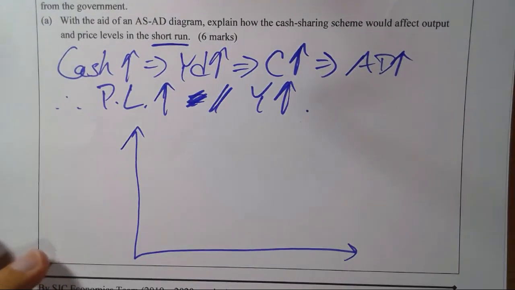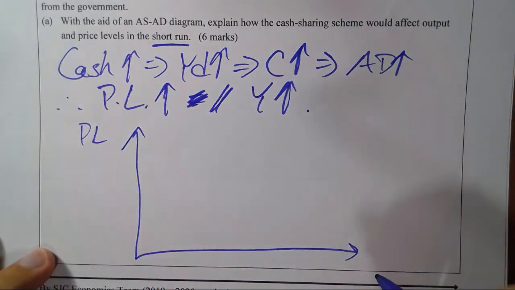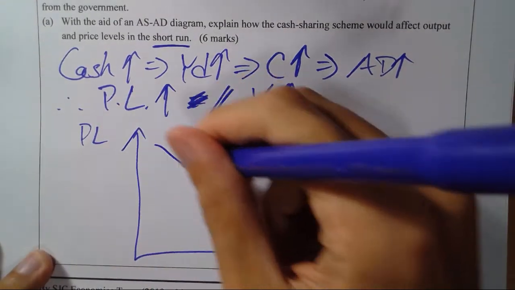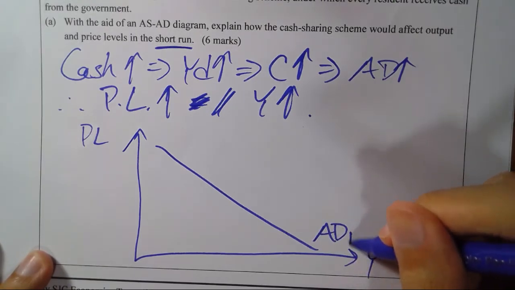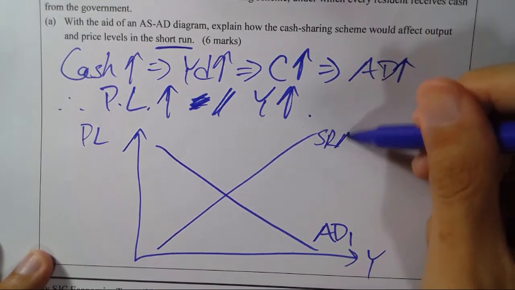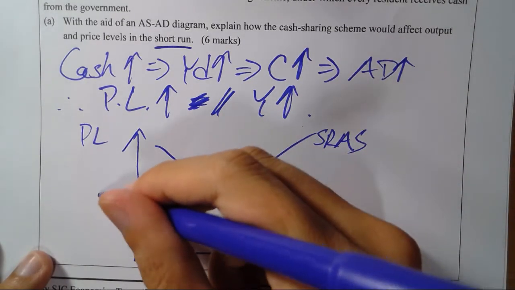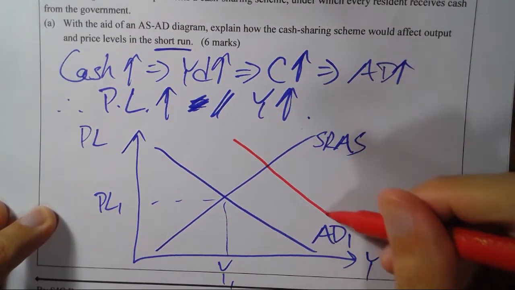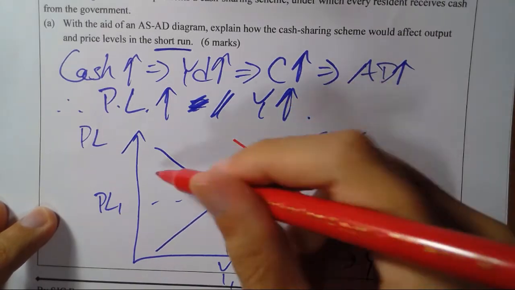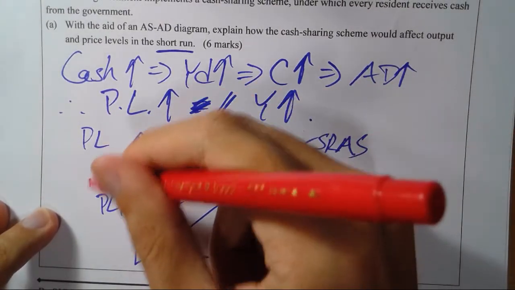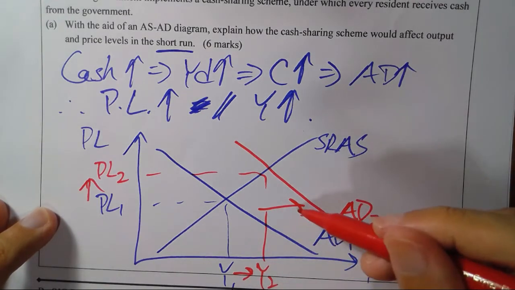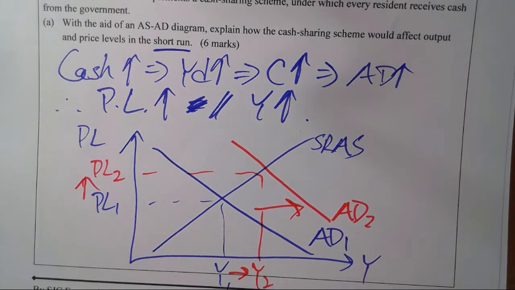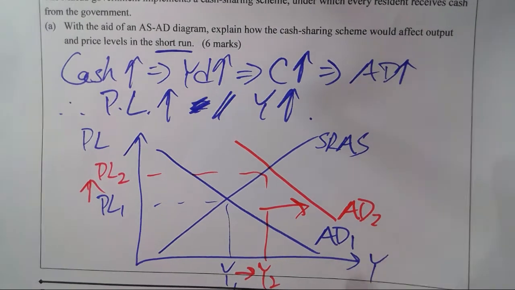Diagram. Also, because we are asking for the short run, no need to draw the long run. We have AD1, we have SRAS here, we have price level 1, output level 1, and then AD increasing. Price level goes up, output level goes up. Right? Now, after some exercise, you see that, in this topic, basically they repeat their policies again and again.